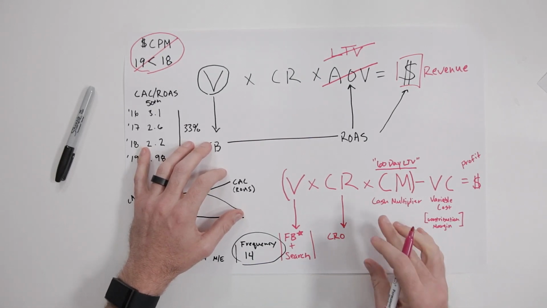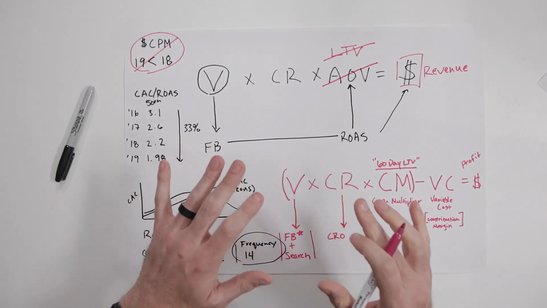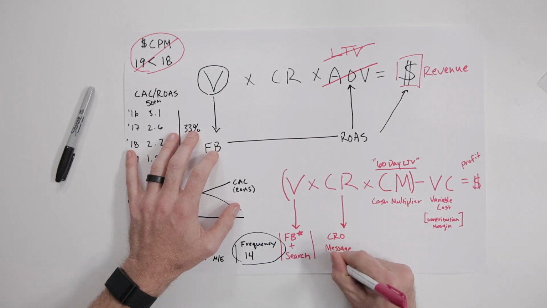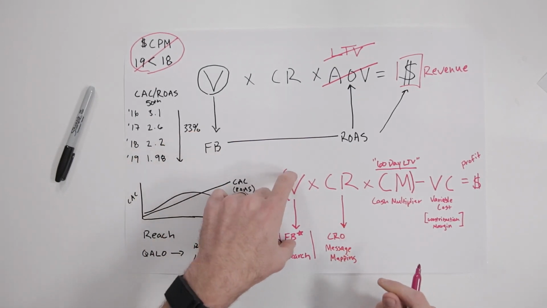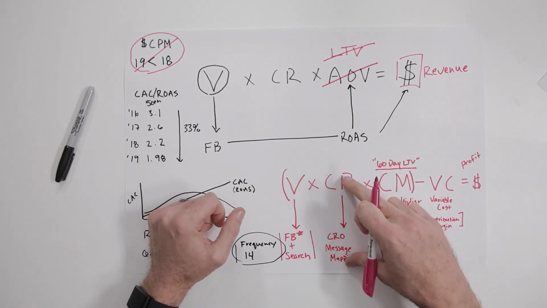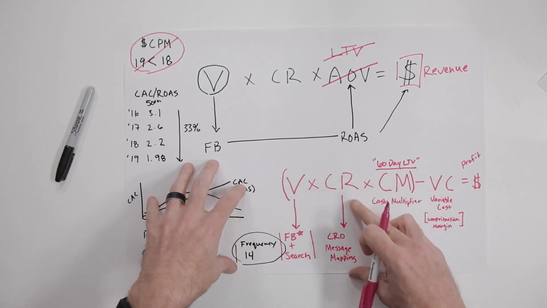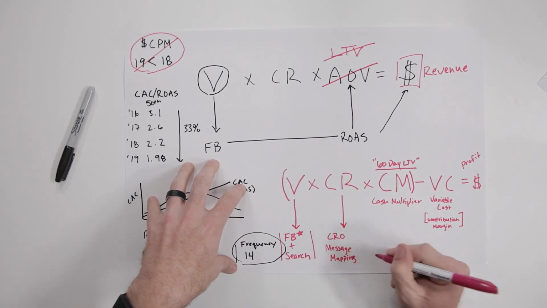One is CRO and how we improve conversion on the website with ongoing testing. The other is what we call message mapping. So, in other words, how do we think about the balance of communication between the ads on the front end and what people are experiencing on the website and on the landing pages and on PDPs, so that we're answering all of the critical questions. But these become really important.